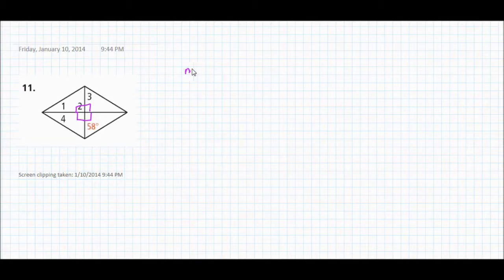So we know the measure of angle 2 is 90. We know that just by definition. We know that we can prove corresponding triangles. So we know the measure of angle 3 is going to be 58. And the reason I know that is because I can prove by the diagonals, side angle side, that 58 degrees is congruent to angle 3.